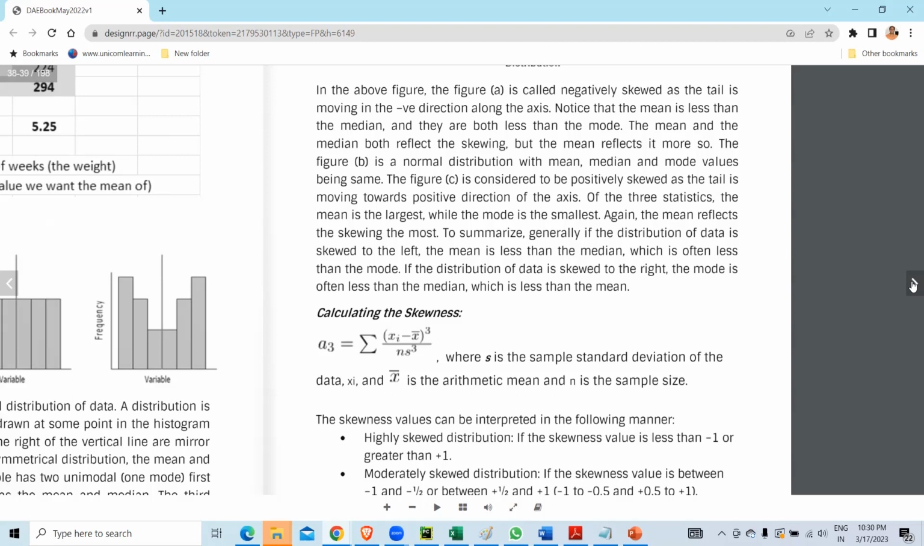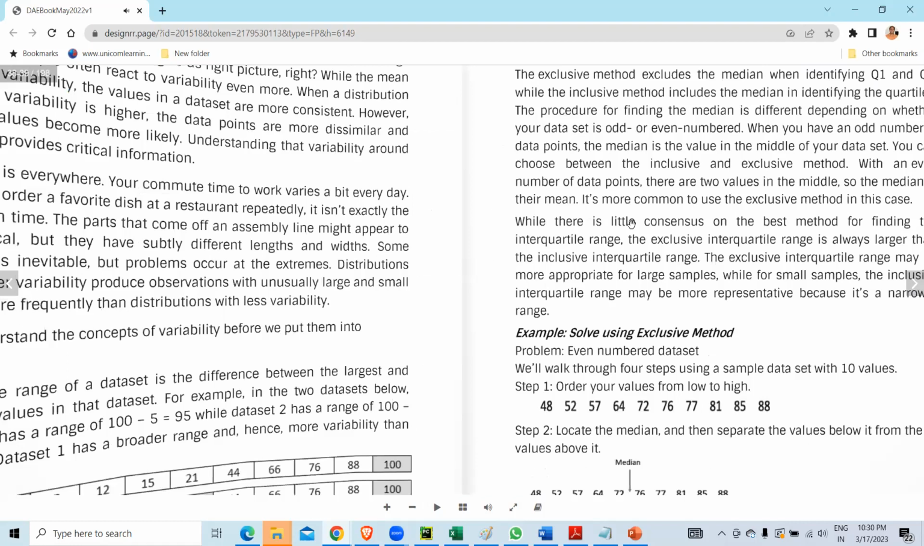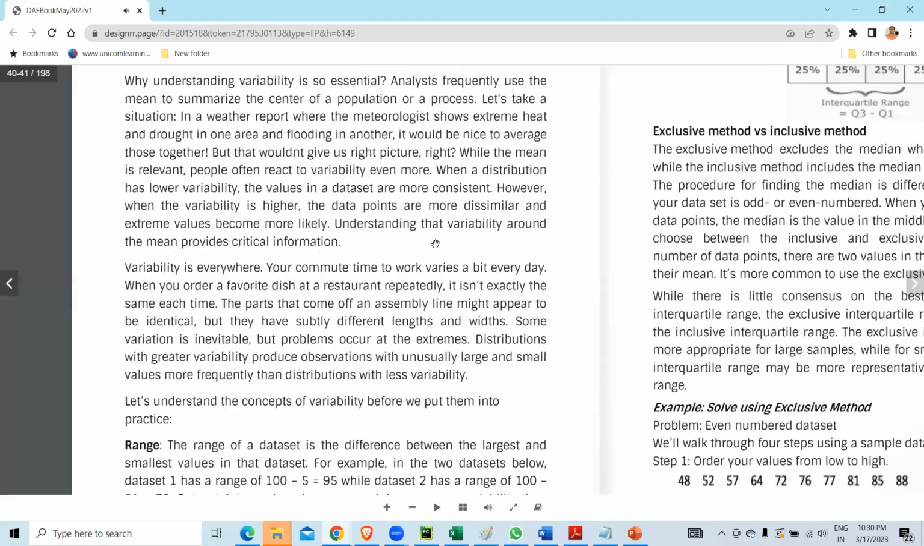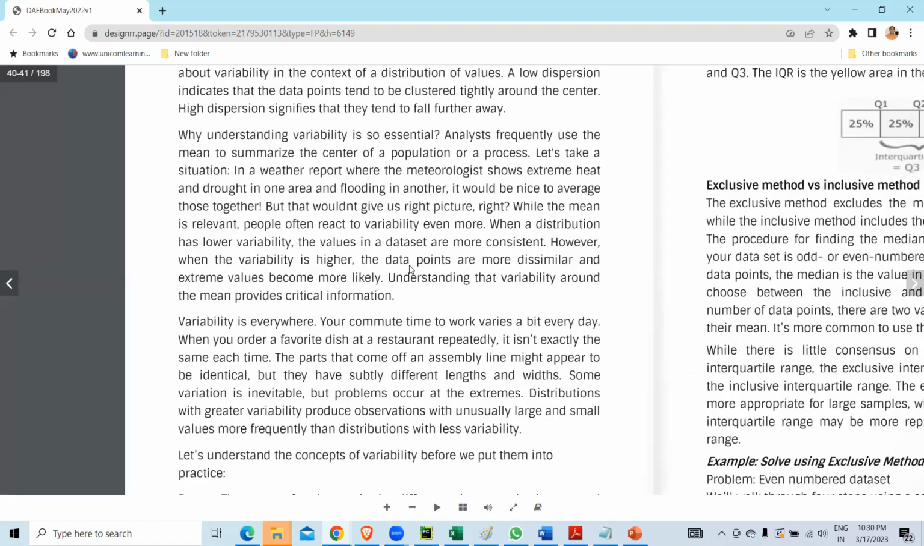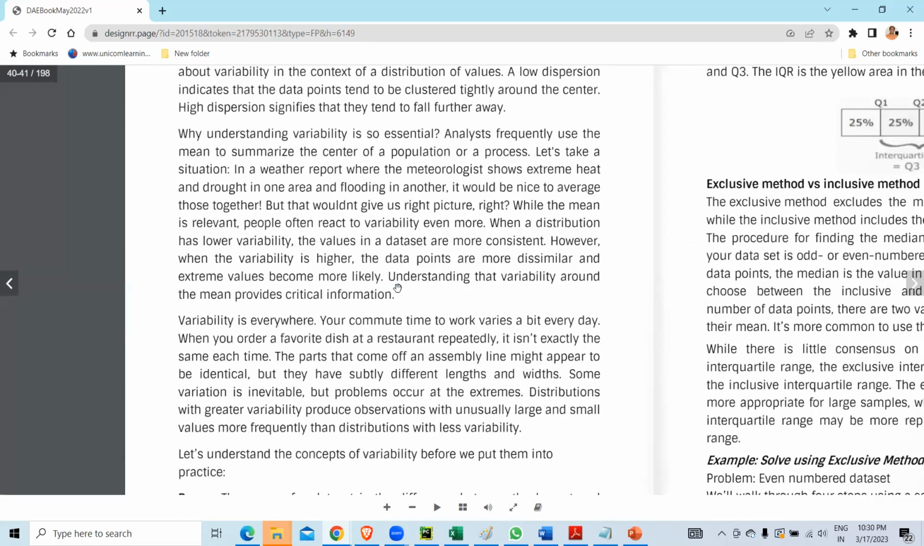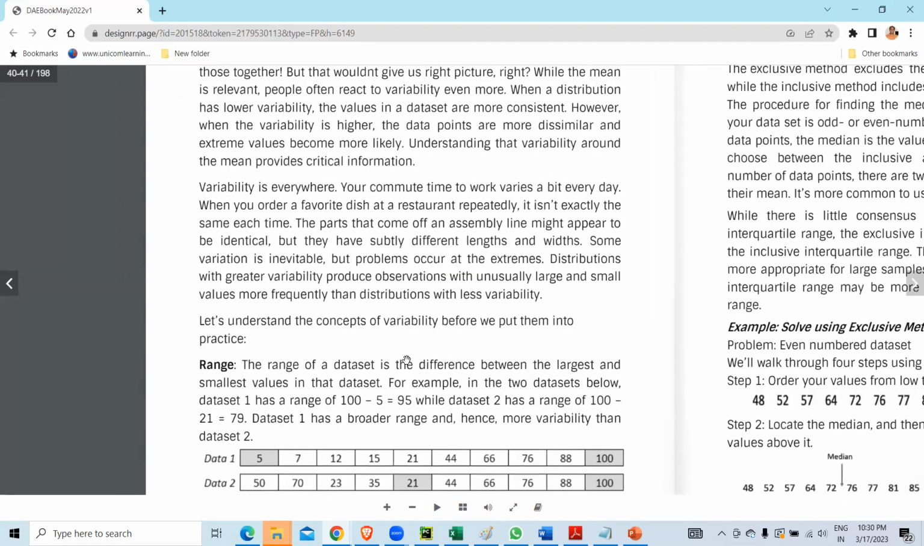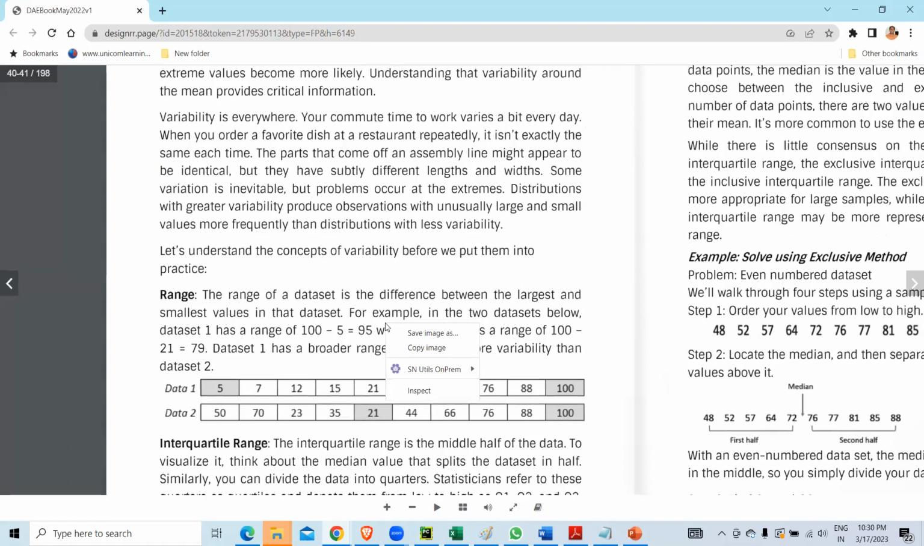How to calculate skewness. Perfect. So all of this that we discussed is part of which topic? Central tendency. Okay.